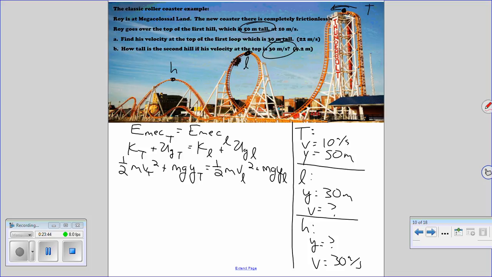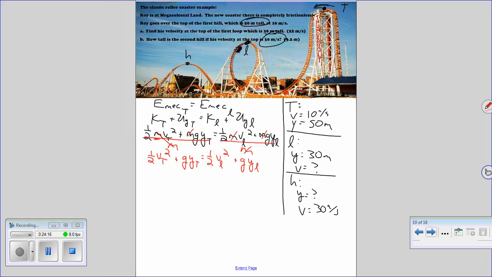So notice all of these terms have an m in it, right? So if I divide all of this by m and I divide all of this by m, then the m's go away. Okay? So now here's my equation. 1/2 the velocity at the top of the first hill squared plus g times y at the top of the first hill has got to equal 1/2 the velocity on the loop squared plus g times y on the loop. Okay?